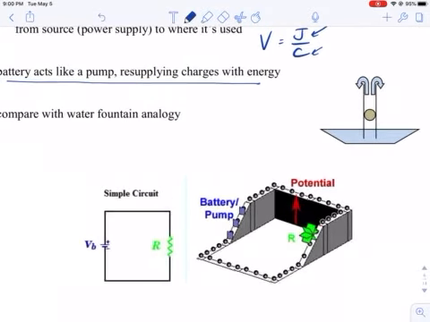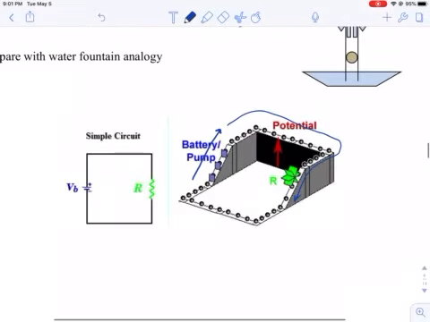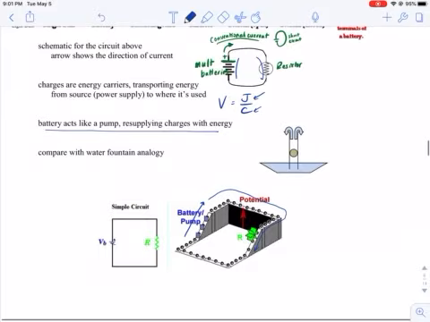The battery acts kind of like a pump, resupplying charges with energy. Some people like to use a water fountain analogy, where the battery or pump pumps the water up and gives it potential energy. In this analogy, that's gravitational potential energy. And then it spends that gravitational potential energy coming down, and it goes through the cycle over and over again. Notice in this model of current, the amount of charge doesn't change, but the speed of the charge or the rate of charge could change.